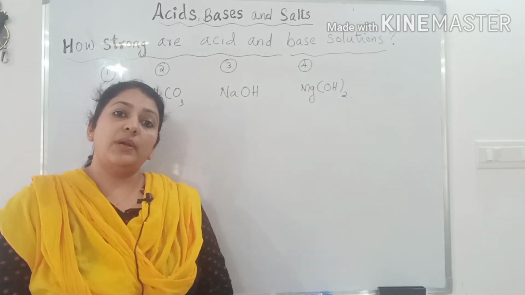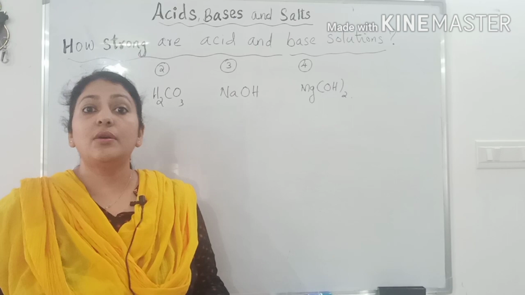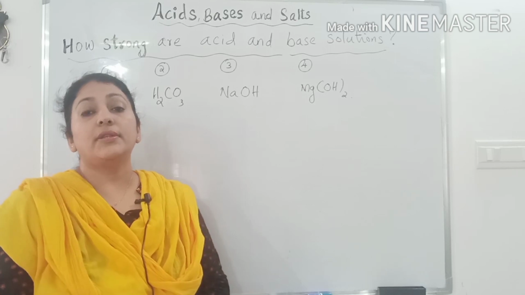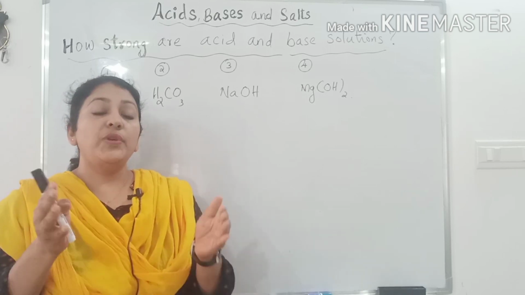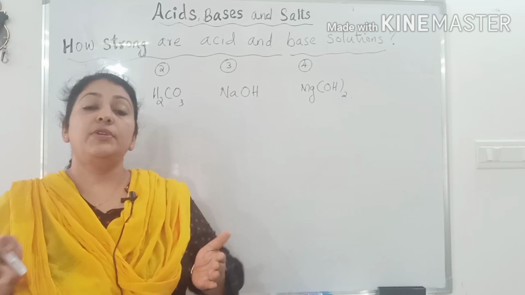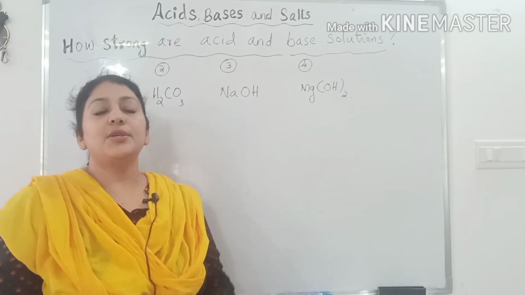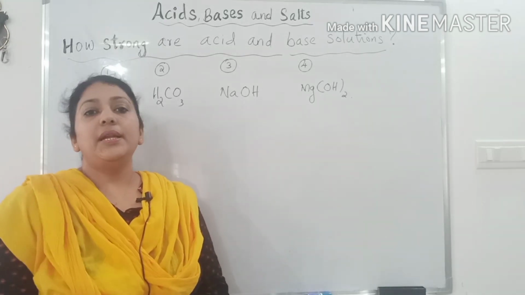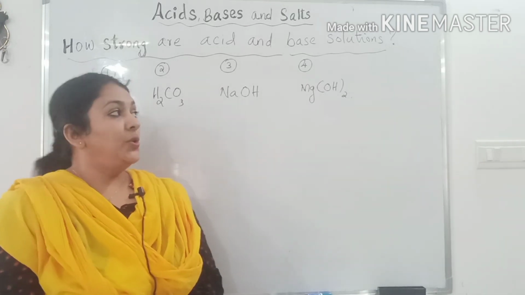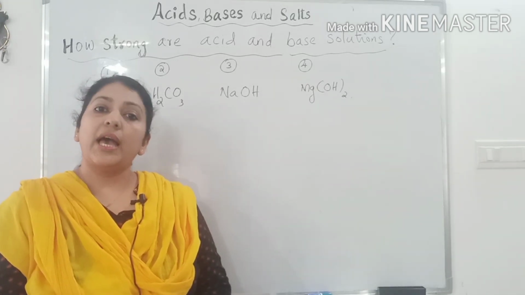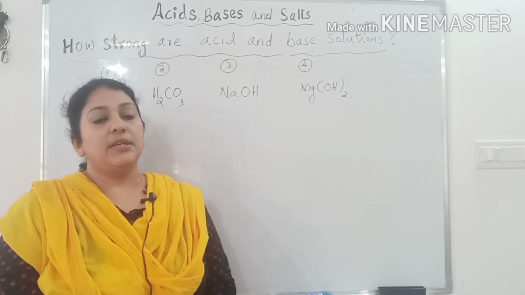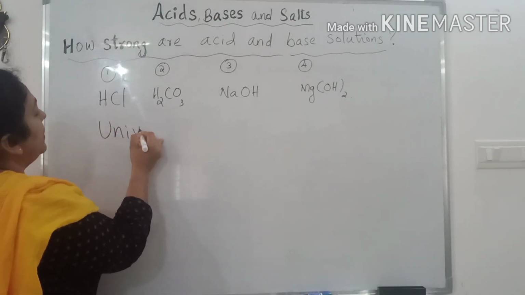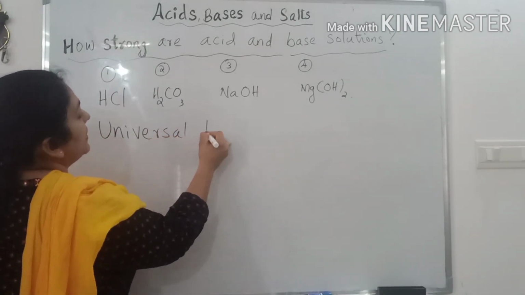You can find out only whether the given solution is acidic or basic. You cannot find out the strength of the acid or the strength of the base. Did you understand? Which among these is a strong acid? Which among these is a strong base? You cannot find out with a simple indicator. To know the strength of the acid, we have another type of indicator called the universal indicator. So today we are going to discuss the universal indicator.